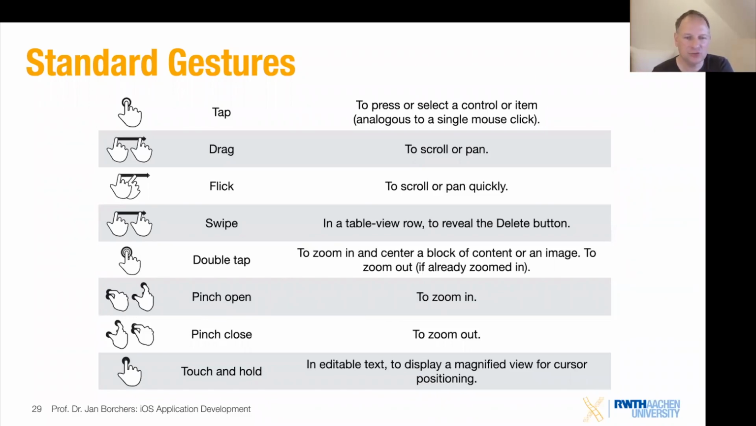Dragging is used to scroll or pan. Flicking is used to scroll or pan quickly. And here you can already see the challenge, right? I need to distinguish between drag and flick. And Apple gives you gesture recognizers that will do that.